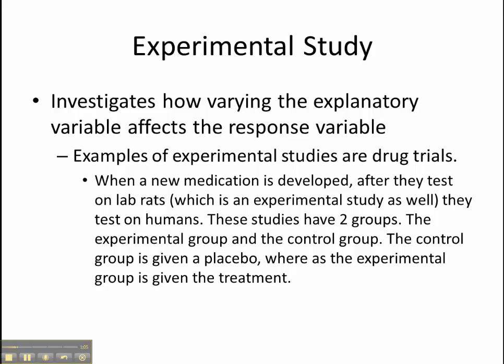A good example of how this is used in real life is drug trials. When a new medication is developed, after they test on lab rats, which is also an experimental study, they will test on humans. These studies have two groups, the experimental group and the control group. The control group is given a placebo, whereas the experimental group is given the treatment.